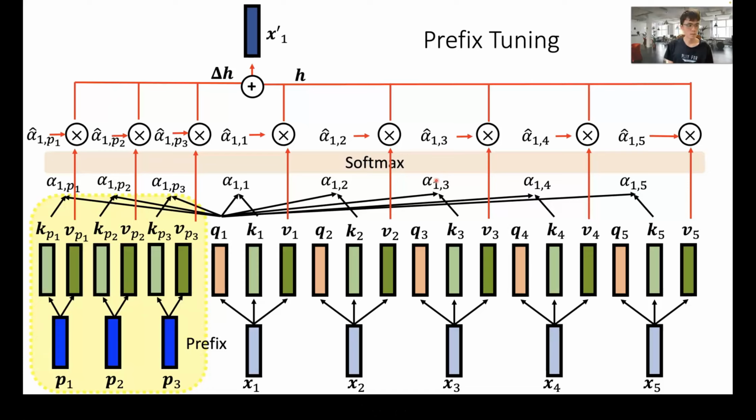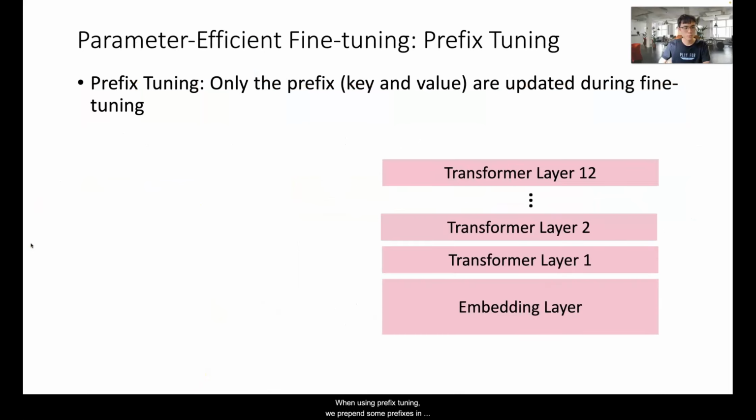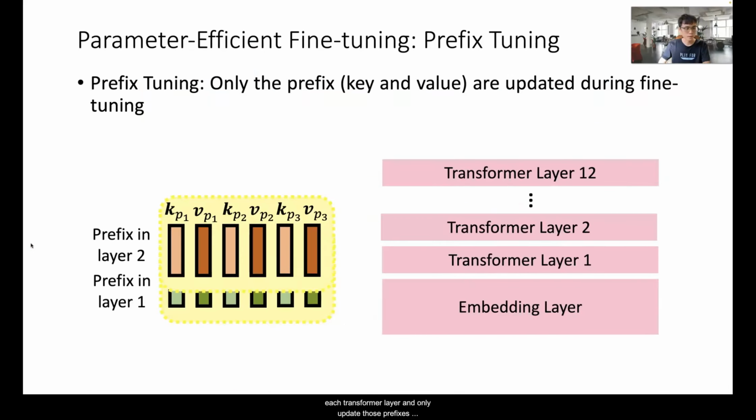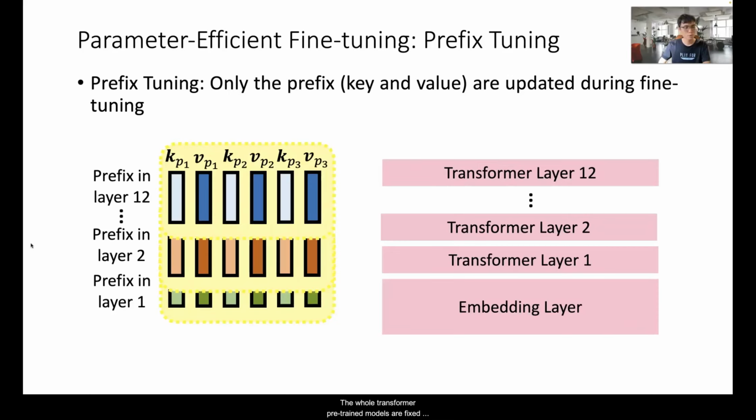On the left-hand side, the weighted sum of the value vectors is calculated using the prefix, and the resulting weighted sum can be viewed as delta H, which is the incremental change to the original hidden representation. Summing up the original hidden representation and the change to the hidden representation, we have the modified hidden representation, H prime. When using prefix tuning, we prepend some prefix in each transformer layer and only update those prefixes during fine-tuning. The whole pre-trained transformer model is fixed and not updated.